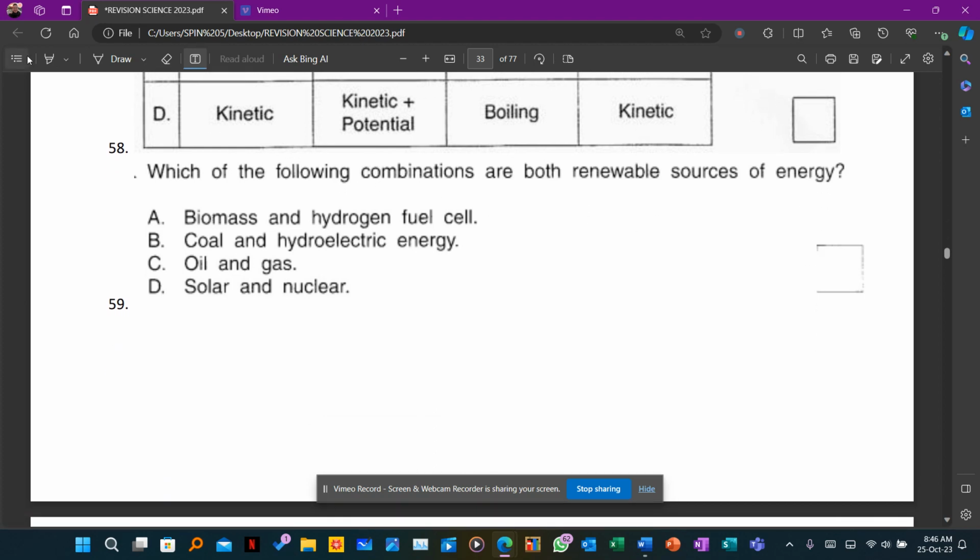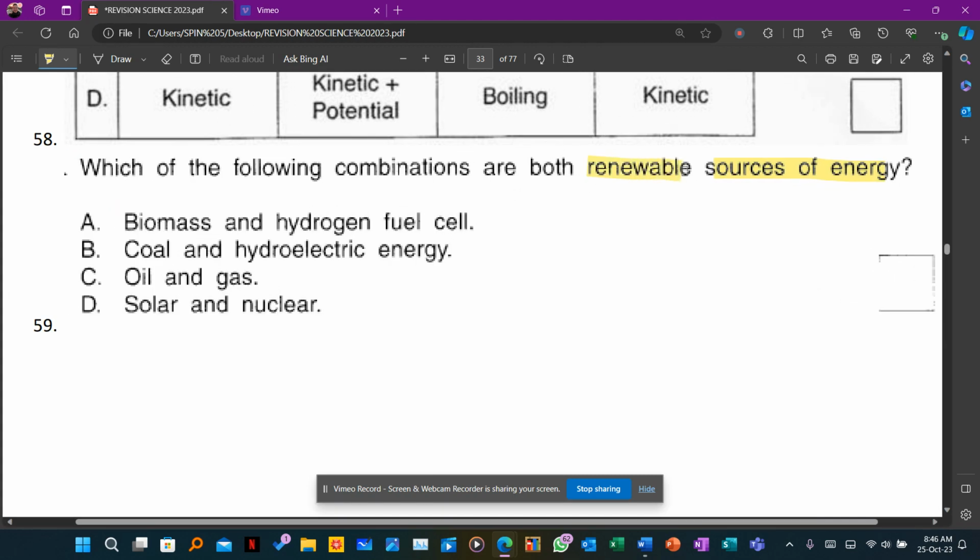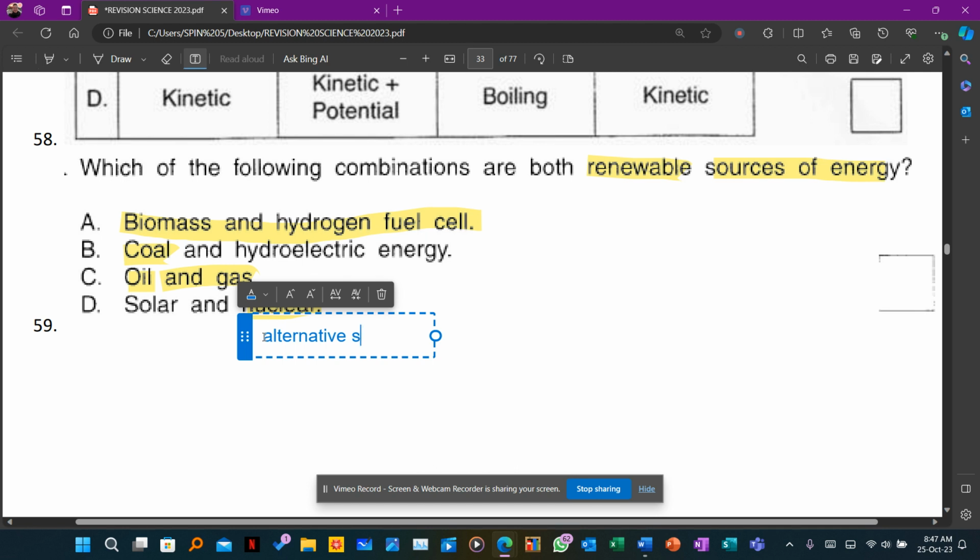and then type of energy and source of energy is different. Sources is where you get your energy from, and it can be renewable or non-renewable. So biomass is a renewable energy, and hydrogen fuel cell is a renewable energy. We're gonna cover that in a later question. Coal, oil, and gas are non-renewable energy, including nuclear as well. Nuclear is an alternative source of energy that is being used, but it is still non-renewable.